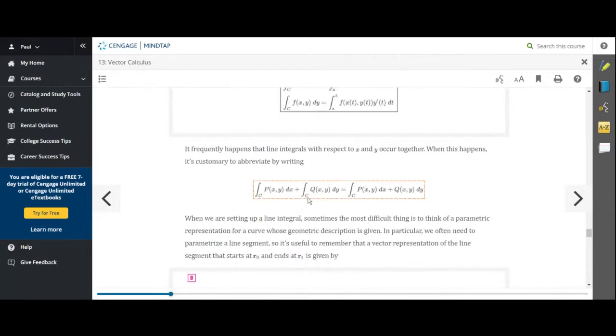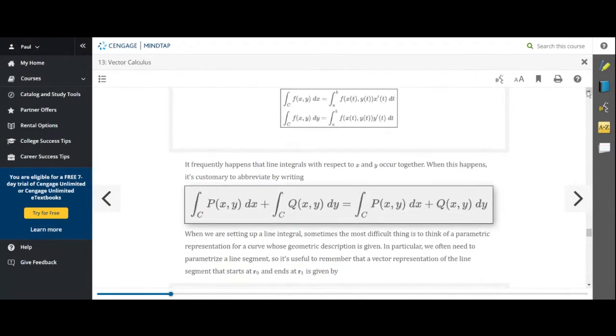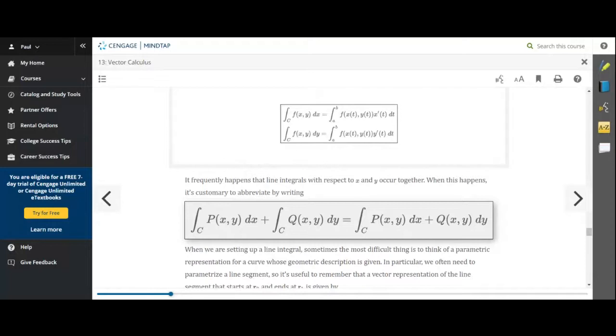Now, something interesting too is that the line integrals with respect to x and y often occur together. And so it's customary to abbreviate the sum of a line integral with respect to x and a line integral with respect to y as that notation that you see there. It's very common to do that.